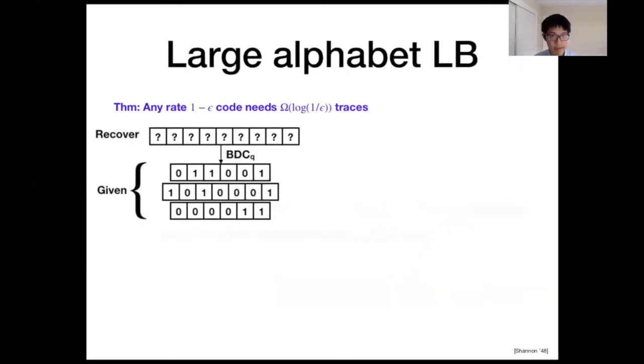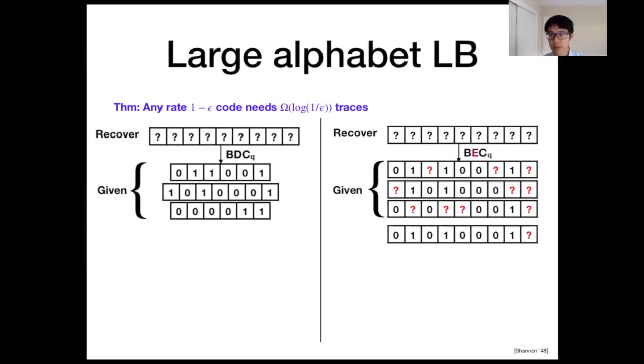So we'll start with the easiest result, which is the large alphabet lower bound that any rate 1 minus epsilon code needs log 1 over epsilon traces. To prove a lower bound for the deletion channel, it suffices to prove a lower bound for trace reconstruction over the strictly easier erasure channel because we know the positions of the erasures.